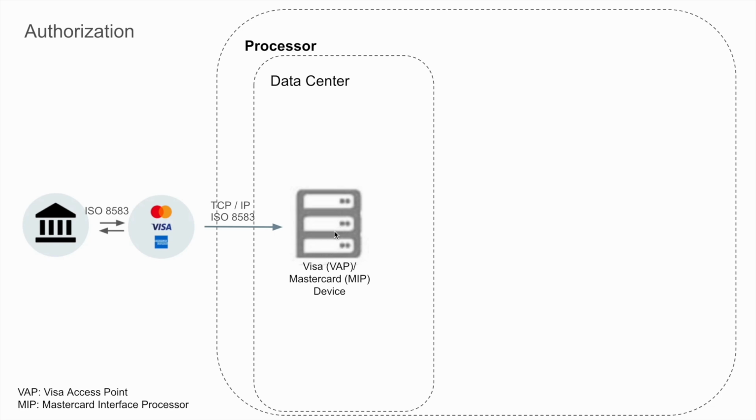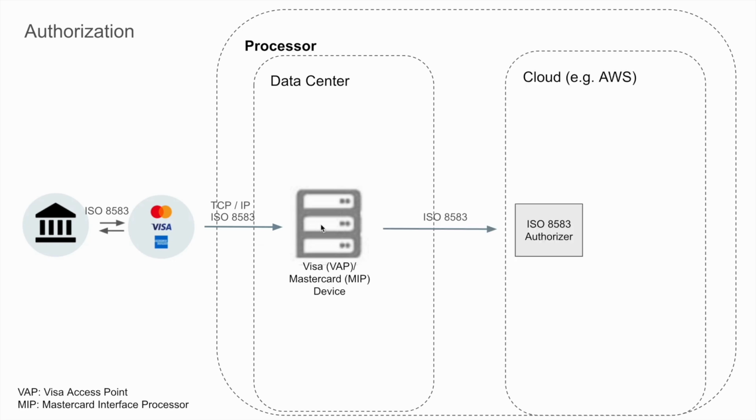This is called a Visa access point device or a MasterCard interface processor. And this device establishes a TCP/IP connection with the network, and it's a client-server interface over which ISO8583 messages are exchanged. Most often, this device will interact with an authorizer module, and this may likely be in the cloud. Next, the authorizer interacts with a hardware security module or HSM. This is a hardware that performs cryptographic functions such as CVV and PIN verifications.